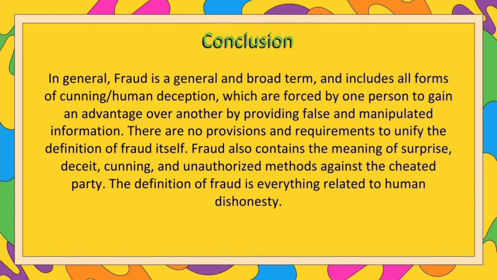Conclusion. In general, fraud is a general and broad term and includes all forms of cunning or human deception which are used by one person to gain an advantage over another by providing false and manipulated information. There is no provision or requirement to unify the definition of fraud itself. Fraud also contains the meaning of surprise, deceit, cunning, and unauthorized methods against the cheated party. The definition of fraud is everything related to human dishonesty.